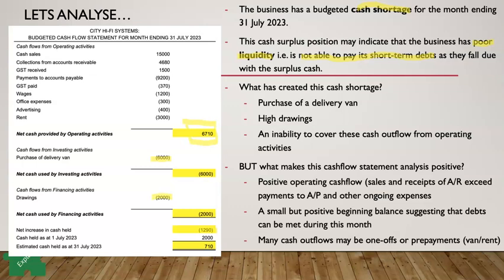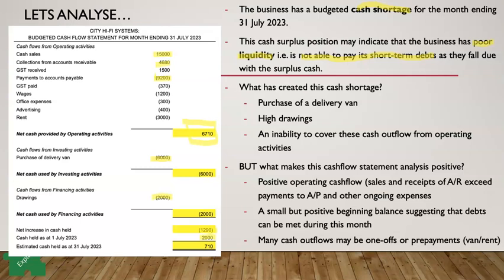So what makes this cash flow statement positive, which might feel weird when we have a cash shortage? We have a really positive operating cash flow. We have more sales and receipts from accounts receivable than our payments to our accounts payable. We're making cash. And a small but positive beginning balance, we had $2,000 at the start, suggests we might still be able to pay off our debts.